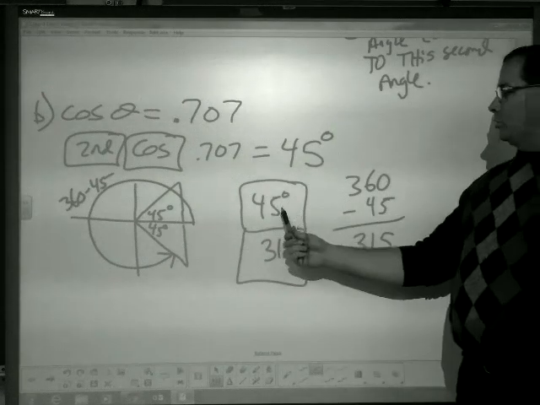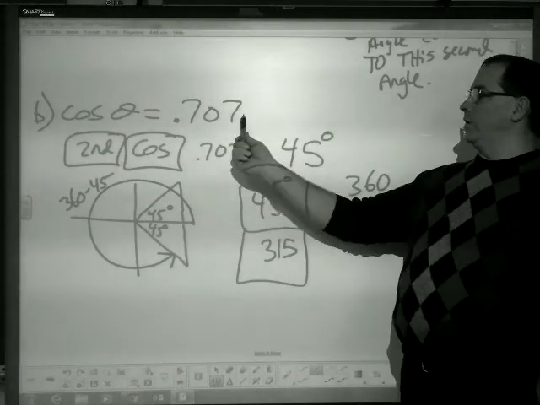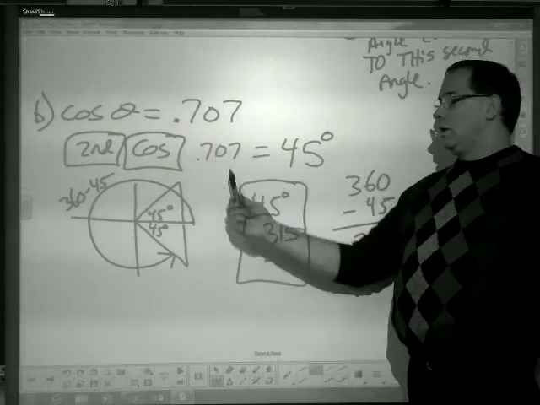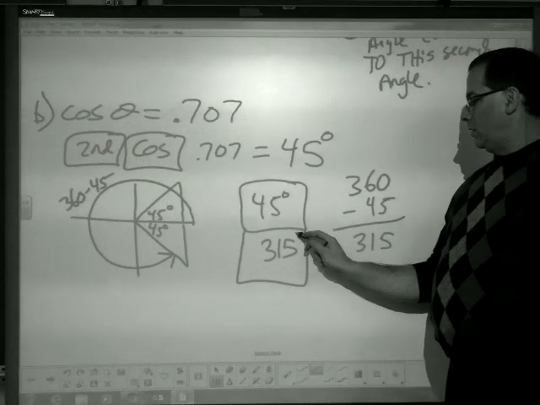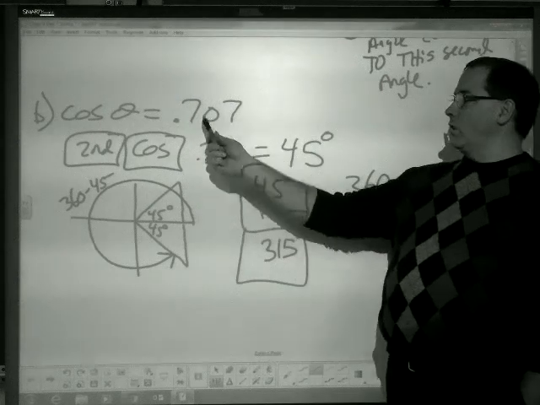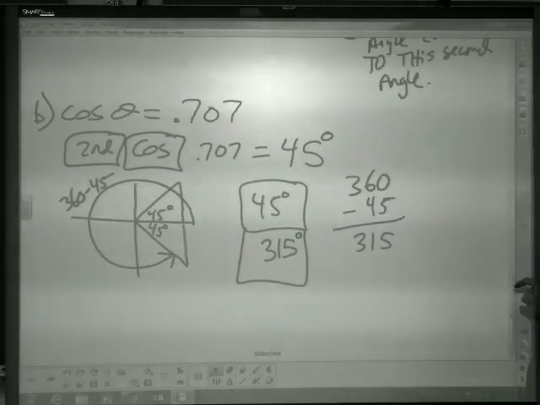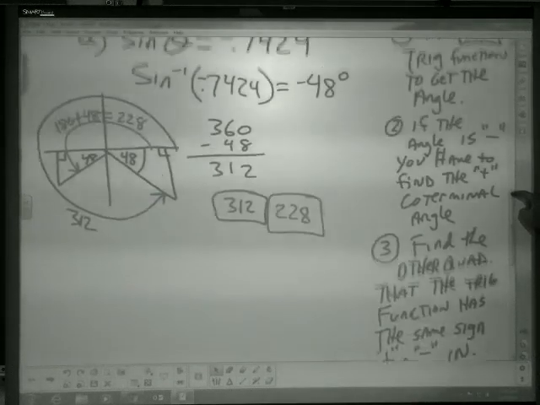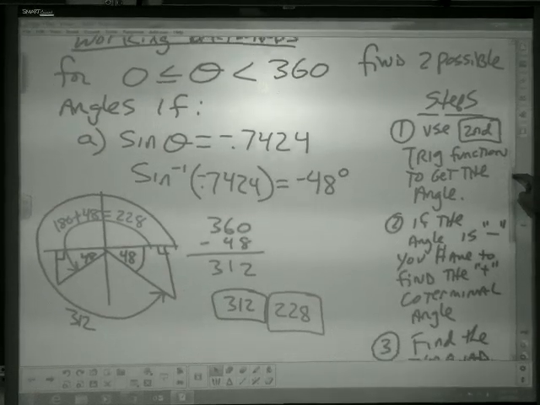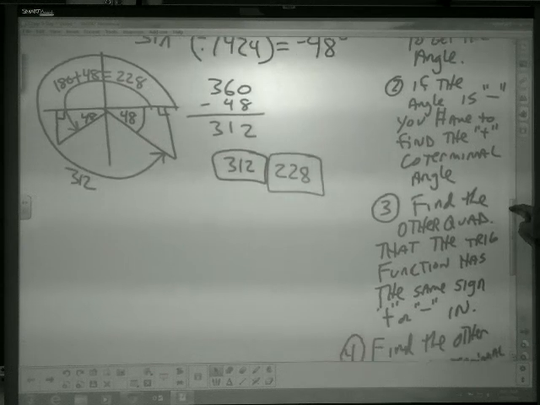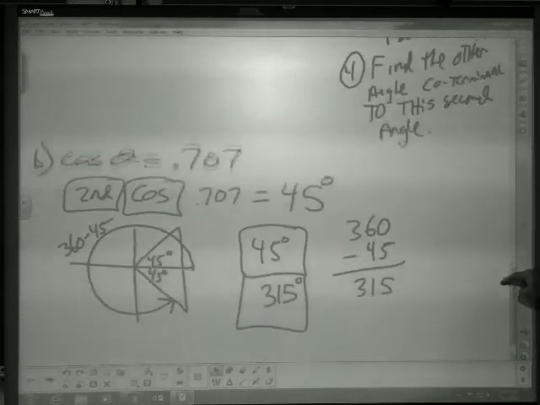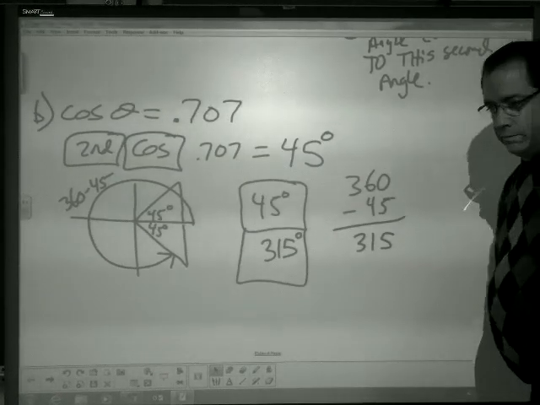So if you were to take the cosine of 45 on the calculator, it should say 0.707. If you take the cosine of 315 on the calculator, it'll also say 0.707. So that's how you find two possible angles. Work backwards, find the other quadrant that it could possibly be in, and then find those angles between 0 and 360. That's it.